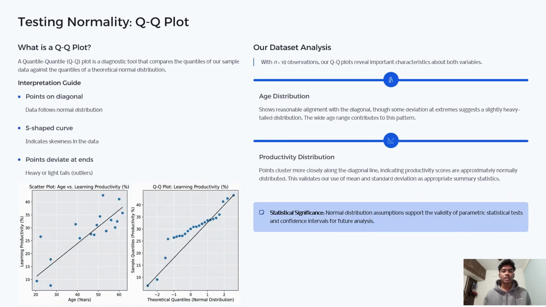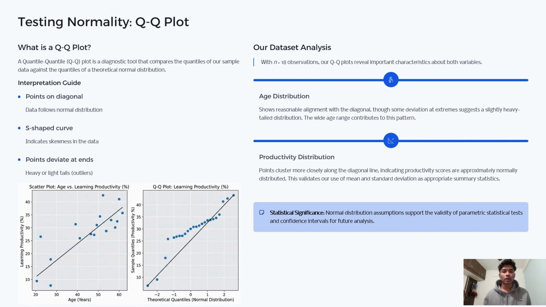Now, what does this relationship mean? This positive correlation suggests that older students may possess qualities like better time management, discipline, or self awareness, which can enhance learning productivity. Though the trend isn't perfect, the overall pattern is clear. Productivity generally rises with age.